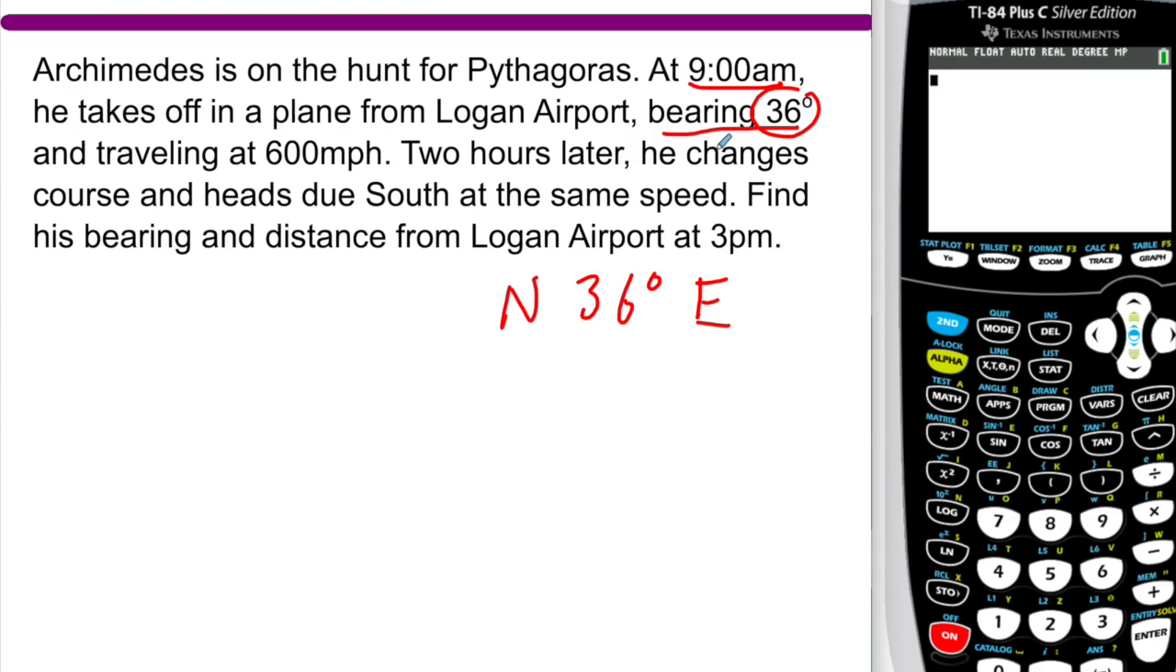If you don't remember that, go back and take a look at the Google Hangout video, some of the stuff from earlier in the week, even the handouts. Really important to know this, okay? And he's traveling at a speed of 600 miles per hour, okay? So then I know 2 hours later he's going to change course, and so 2 hours after 9 a.m., that's 11 a.m., okay? And he's now going to head due south, so straight down, still at 600 miles an hour. That's good.